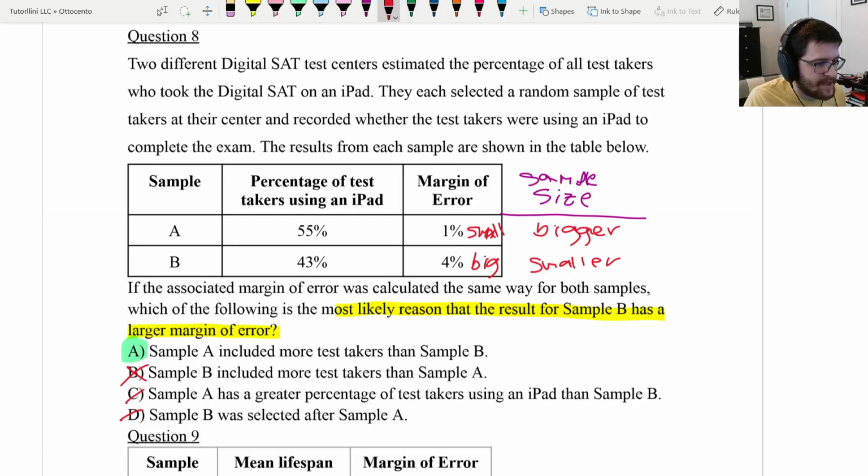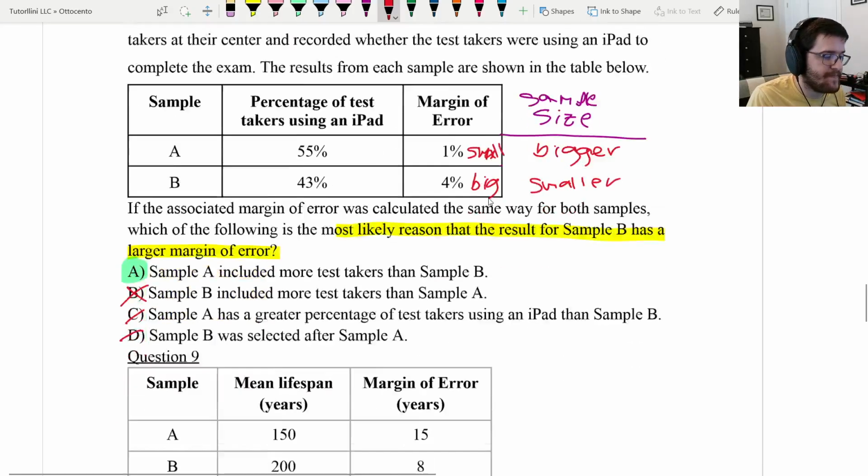So it's got to be A, and let's just do one final check. Okay, so sample A had a smaller margin of error. That means it had a more accurate study, which means they asked more people. Good.